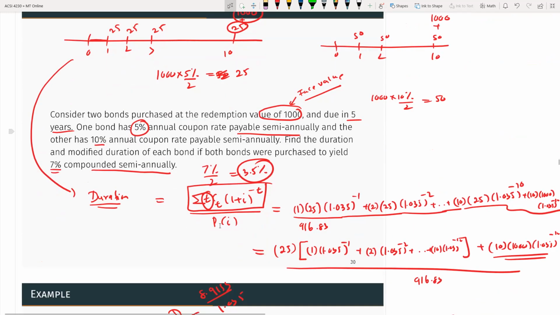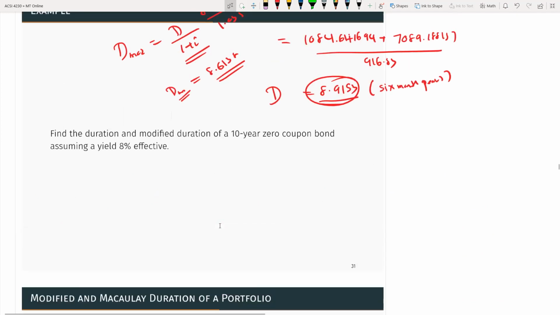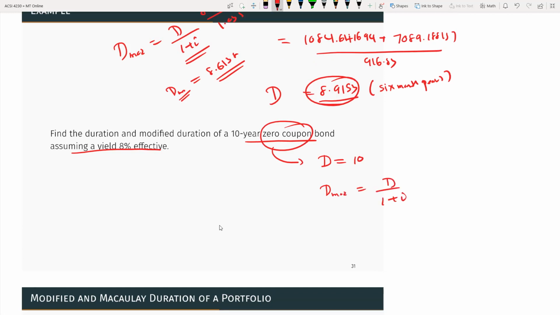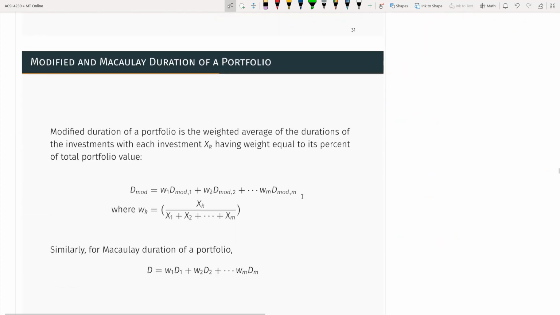So this one is a little bit harder because without an Excel function, it's hard to calculate. But let's try to do this problem and see how to get the answer. Find the duration and modified duration of a 10-year zero coupon bond, assuming yield 8% effective. Right away, you know the duration, because it's zero coupon, is just the maturity. D is 10. So then the modified D is D divided by 1 plus i, so it's 10 divided by 1.08. That one is easy. But this kind of problem is not that easy, especially using a calculator.